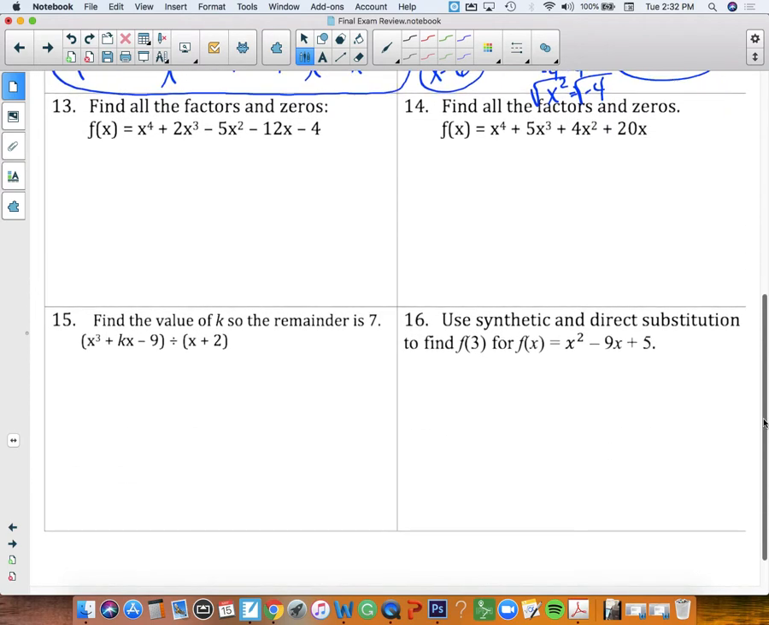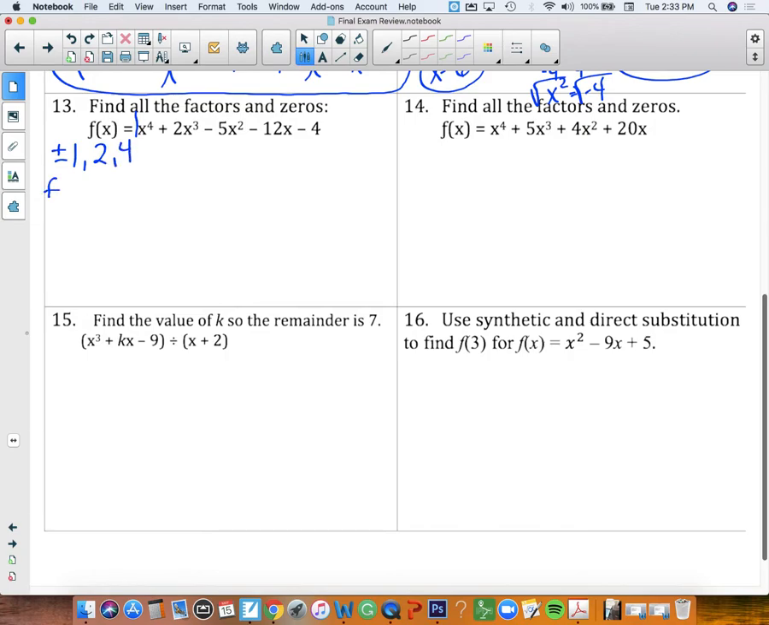All right, let's finish up this page. So 13, find all the factors and the zeros. This one's kind of big. There is no way to factor 5 terms; we've never learned a way to factor 5 terms. The only thing we have learned is the rational zeros theorem. That's where you take factors of the number in the back over factors of the number in the front, so factors of 4 over factors of 1. It doesn't really change it, so just think of factors of 4. Both positive and negative, we have 1, 2, and 4.